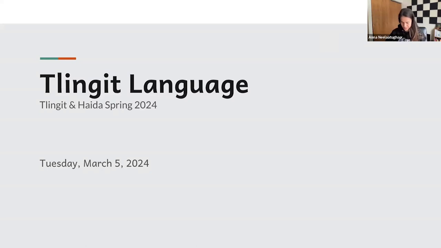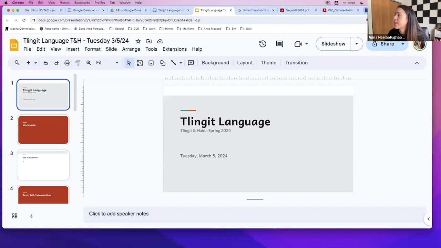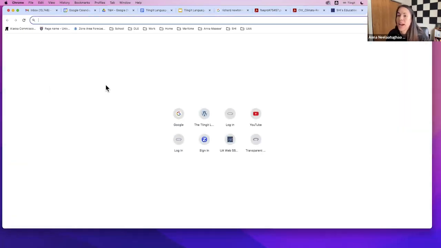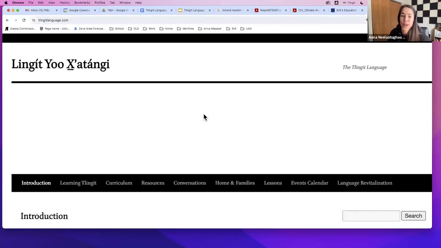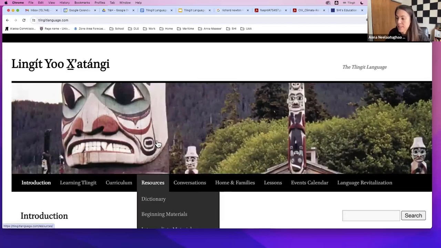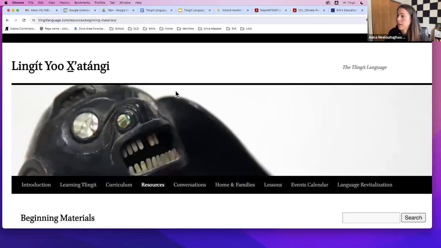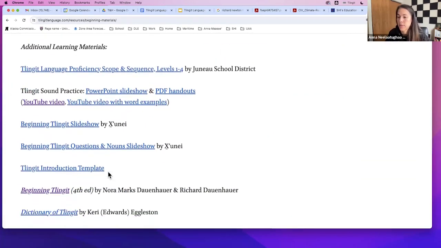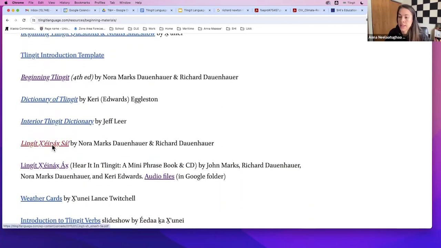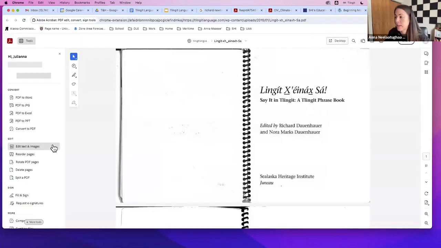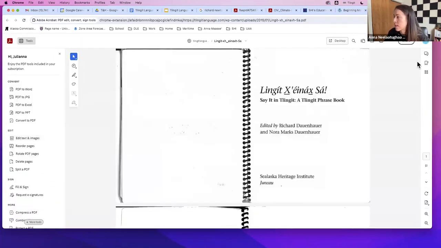It's the second day of the week, and I don't know the name of this month, but 5 days have passed. So while I have you here, I'm going to show you how I look up the days of the month. Every time it's a new month, I recommend going to clinkitlanguage.com under the resources tab and beginning materials. And if you scroll down, it's a phrase book by the Dowenhowers, published by Sealaska Heritage Institute.